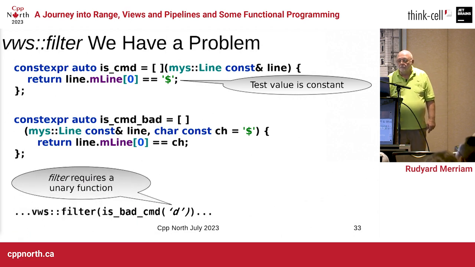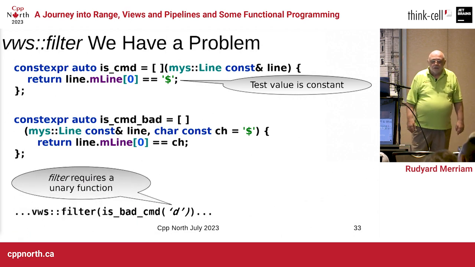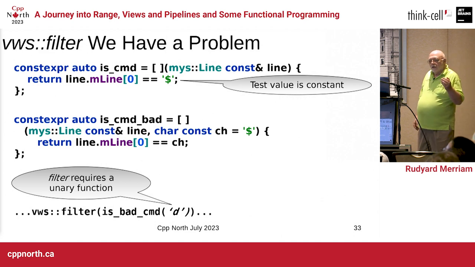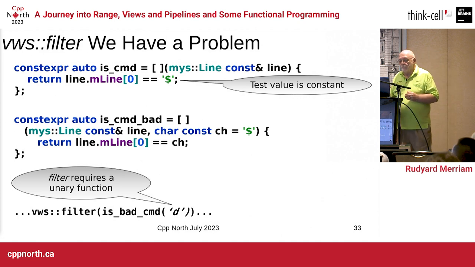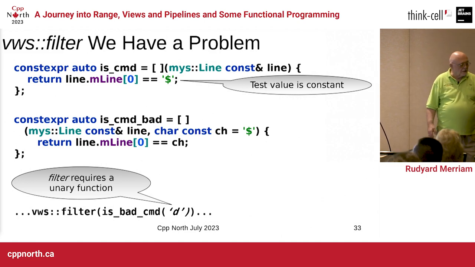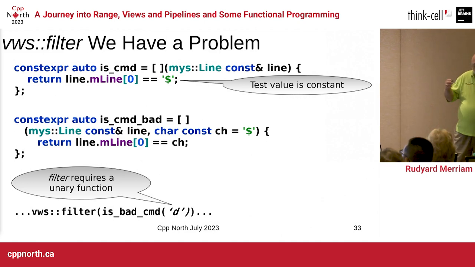And you'll get an error message that boiled down says, no, you can't do this. Filter requires a function with a unary argument. All you can have is one argument in there, and that is actually the element that's passed into filter. The predicate that's passed into filter has to be a unary function.